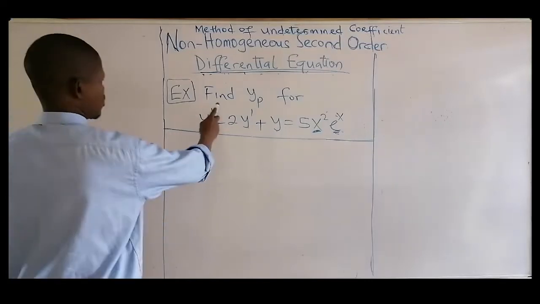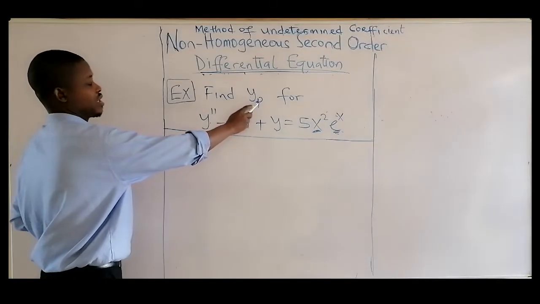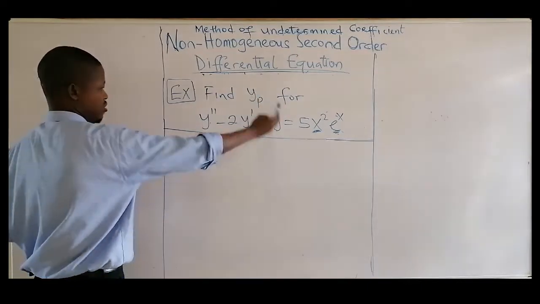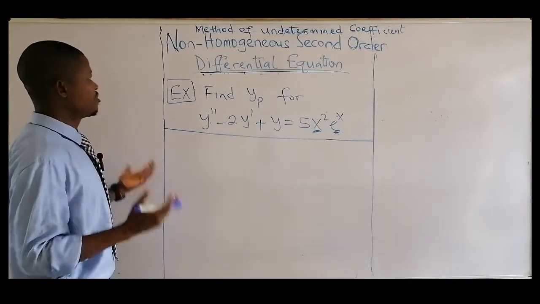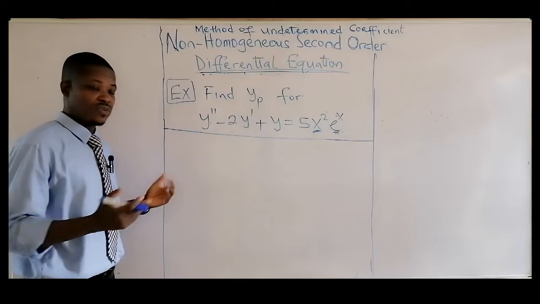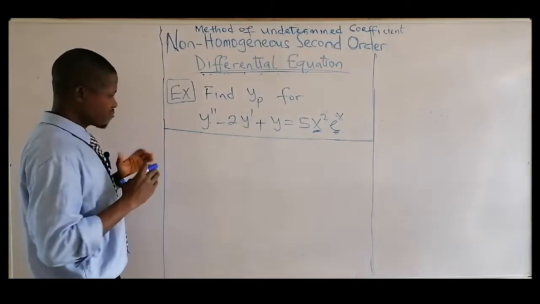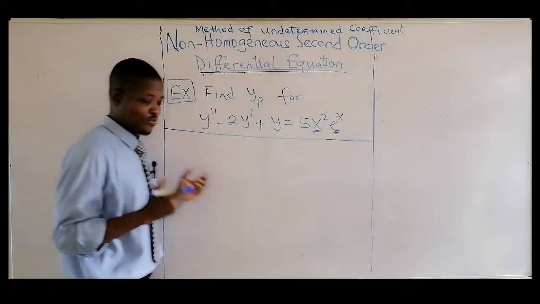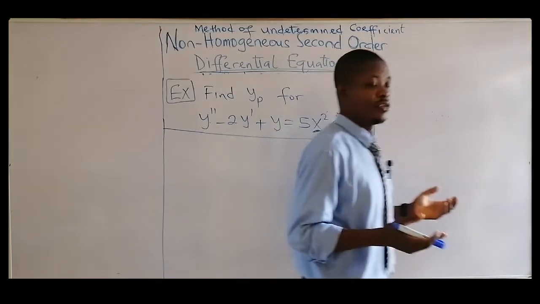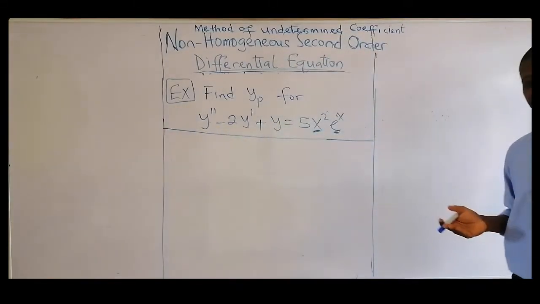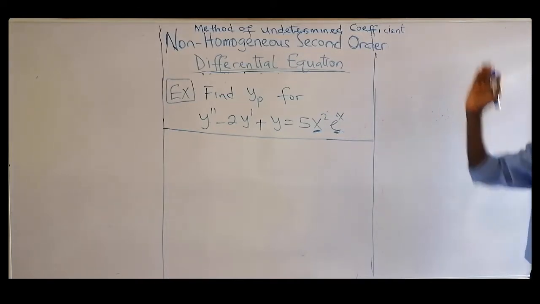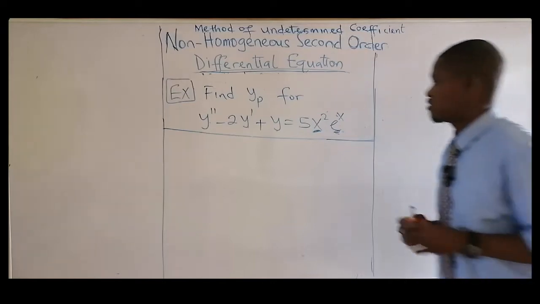We're looking at this question. Find a particular solution for this second order differential equation, which is non-homogeneous, and we're using the method of undetermined coefficients. Now, undetermined coefficients is not the only method to use for a non-homogeneous second order differential equation. There are other methods, but for now, we want to focus on undetermined coefficients.